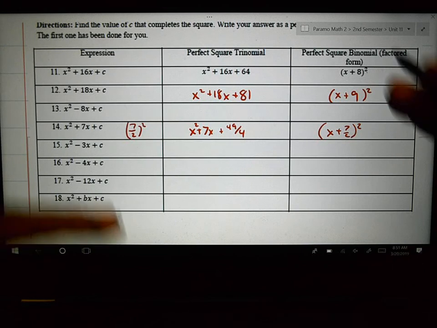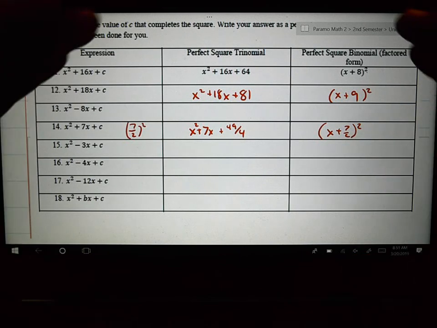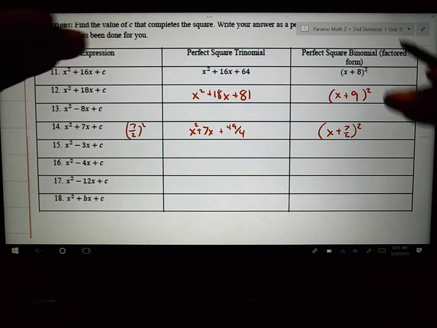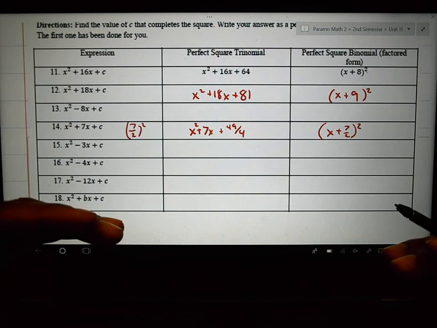I'm going to stop the notes, but I think you should be able to do the rest of these on your own. I'm going to give you about 15 minutes.